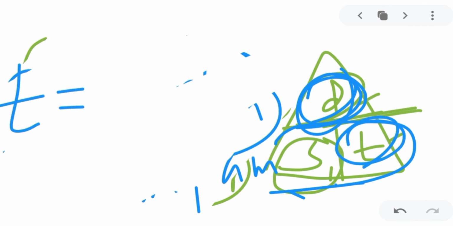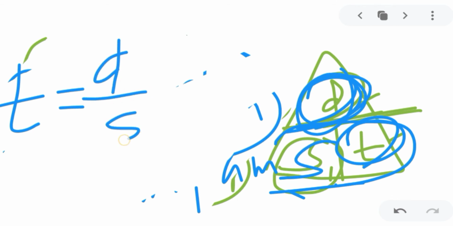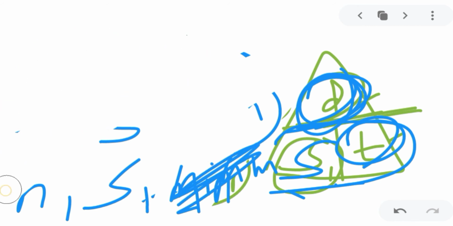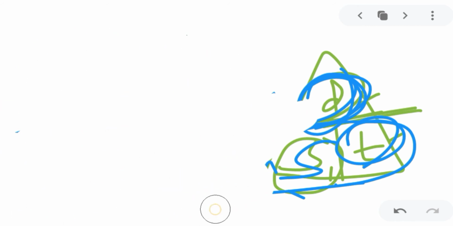We have here the time. For time, the formula is distance over the speed. So that is distance over the speed. And time is expressed in units of hours, seconds, or minutes. Okay? I'll give some quantities and you have to determine what quantity it is.